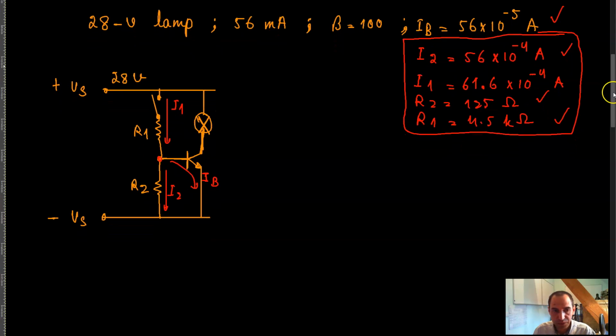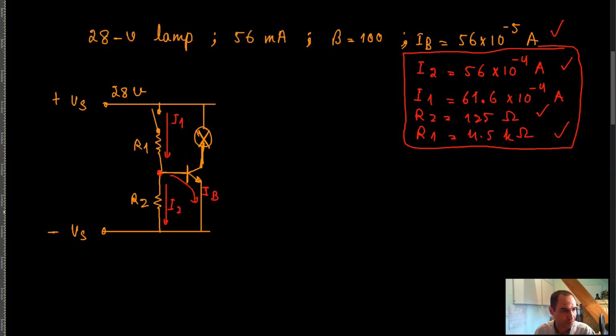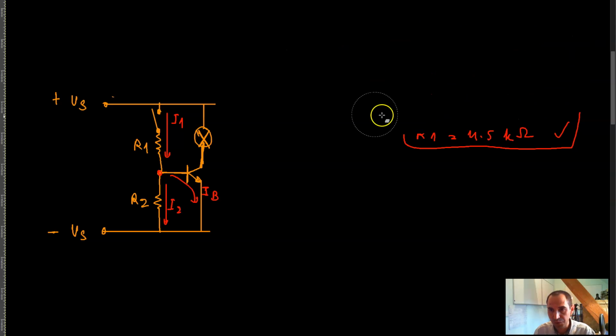Okay, so now let's say that we have another situation, and this time we have a 12 volt lamp that draws a current of 140 milliamps, and the beta of your transistor is 50, and you want to calculate the values of I1, I2, I of B, R1 and R2, right?